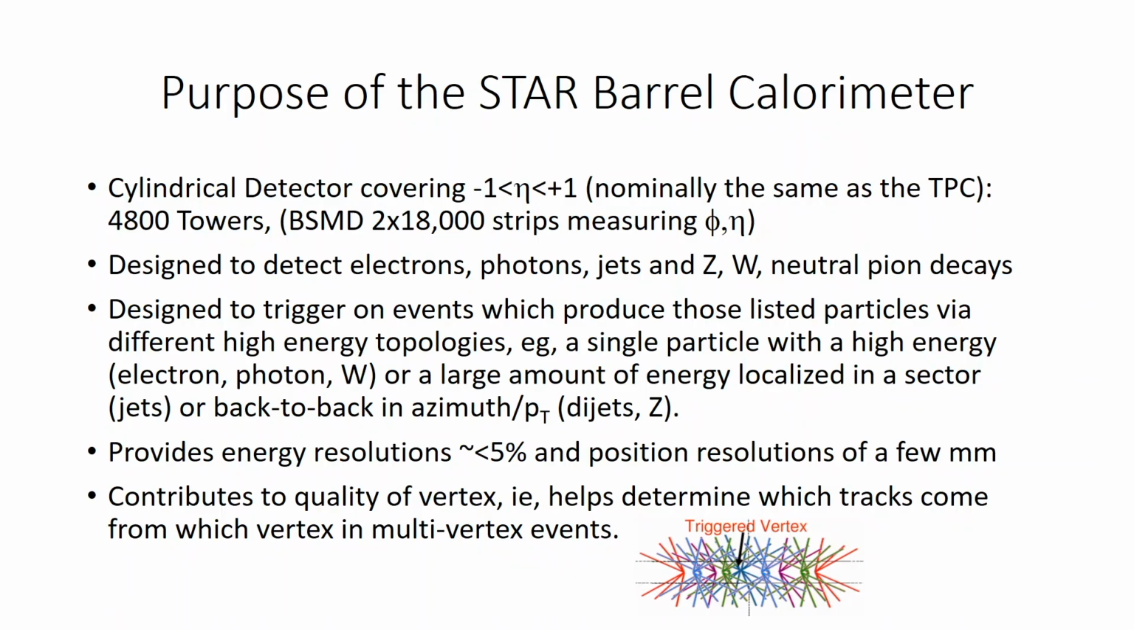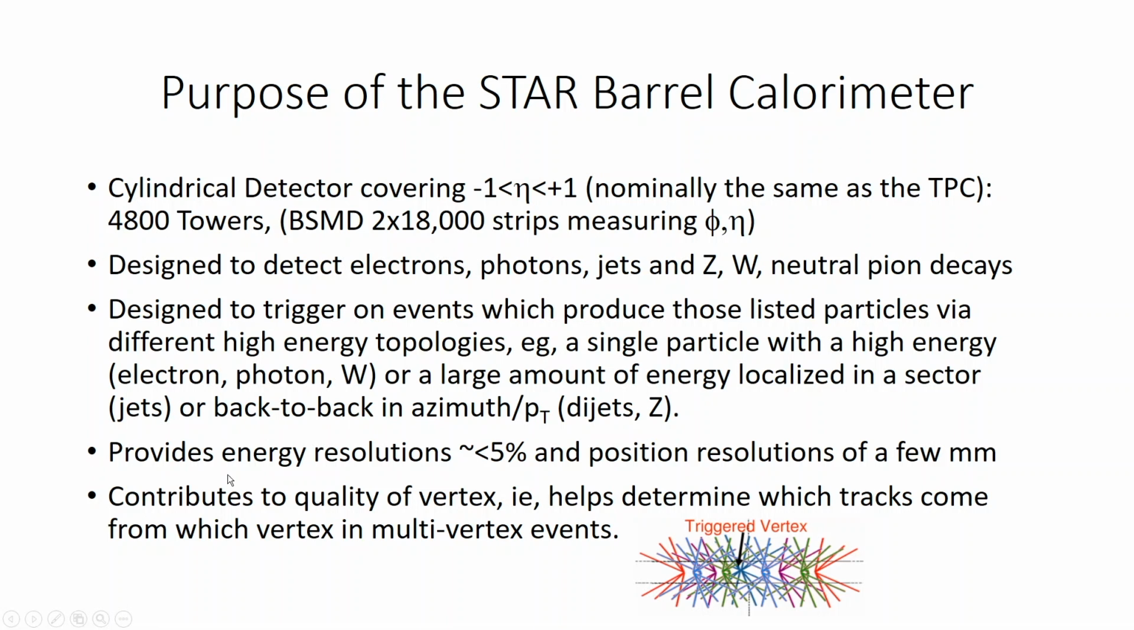In conclusion, I would like to summarize the purpose of the STAR barrel electromagnetic calorimeter. It is a cylindrical detector which nominally covers the same solid angle as the time projection chamber. It is designed to detect electrons, photons, jets, Z, W, and neutral pion decays. It is designed to trigger on events which produce those listed particles via different high-energy topologies, for example, as single particles with a high energy, or as large amounts of energy located in sectors, or back-to-back in azimuth.